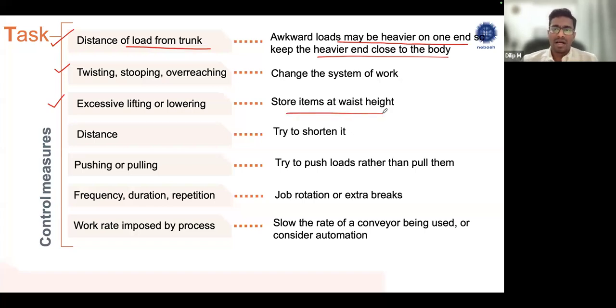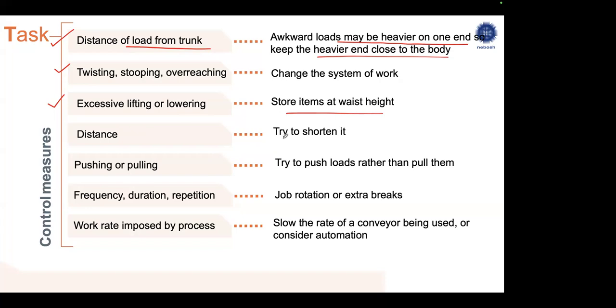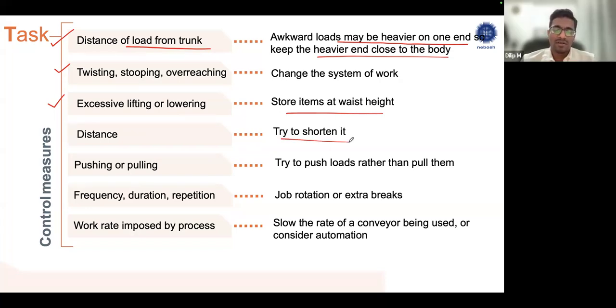Like table height, you store the item so you don't have to bend every time to pick a load from the ground or to unload the load onto the ground. And then distance, try to shorten it. So if I have to carry or support the load for a 20-meter distance, then reduce the distance. For example, if I have to carry the load from the ground floor to the third story of the building, which requires like 30 or 40 meters of travel distance, try to shorten it. And then if your task requires pushing or pulling, try to push loads rather than pull them.